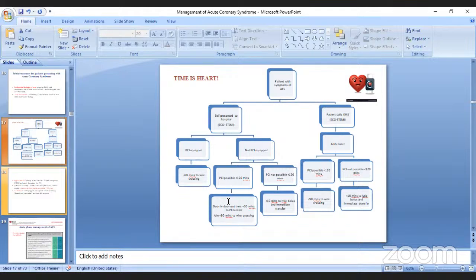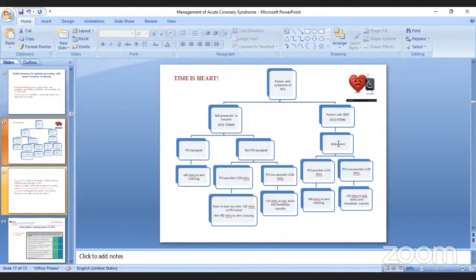If that is so, the door in and door out time should be less than 30 minutes to a PCI center, and the AM is less than 90 minutes to wire crossing. If PCI is not possible within 120 minutes, then less than 10 minutes to a lytic bolus of a thrombolytic agent is required, and immediate transfer to a PCI facility is recommended.